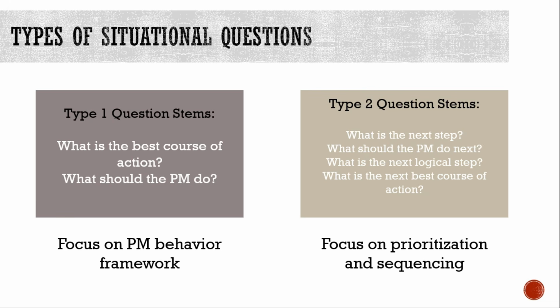And there is a type 2 set of questions which has question stems like what is the next step, or what should the project manager do next, or what is the next best course of action. Essentially these questions are trying to test your prioritization and sequencing capability. So to summarize, type 1 questions focus on the project manager behavior, and type 2 questions focus on the prioritization and sequencing capability of a project manager.